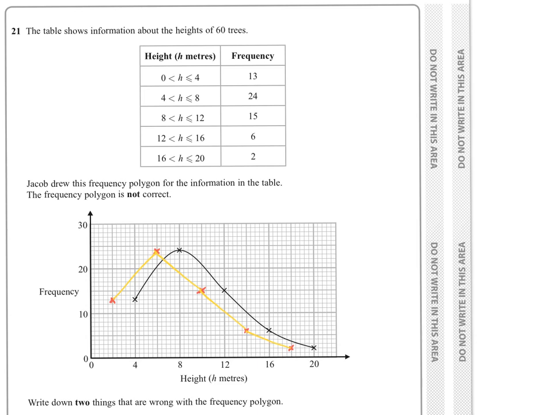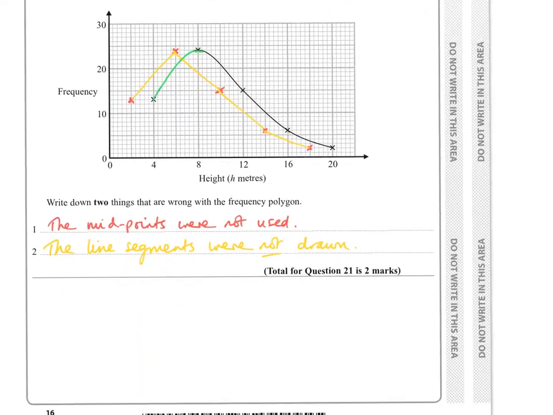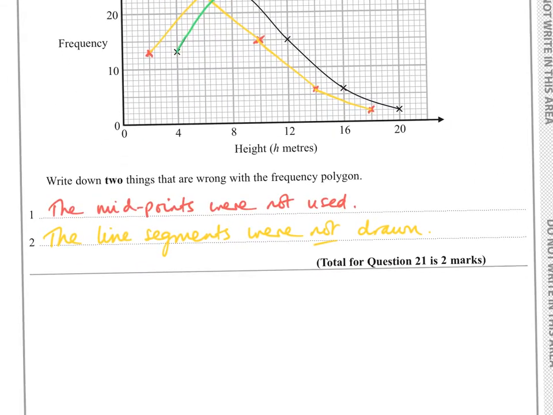And then the other part, when you use a frequency polygon, think of a polygon as just having straight edges or line segments, and this one clearly doesn't, it's curved. So there's my explanations. The midpoints were not used and the line segments were not drawn, i.e. it was curvy.